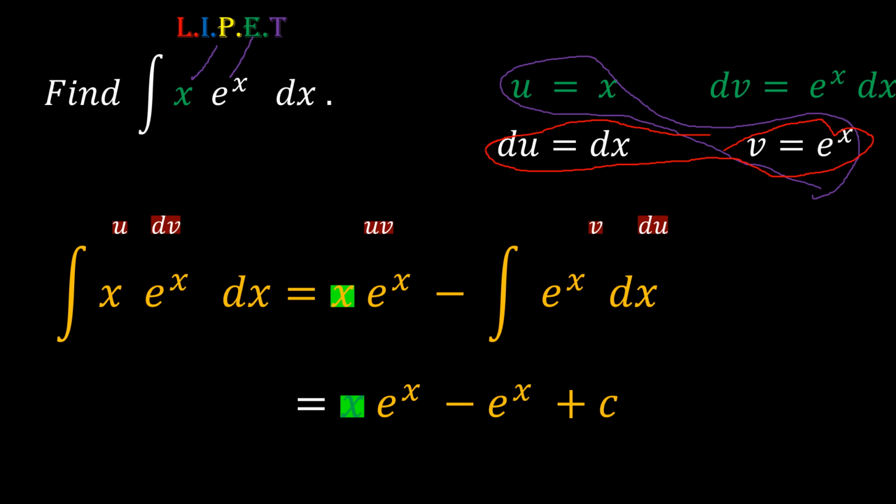Let's try one more example with the LIPET method. This time I'm not writing LIPET, so hopefully you memorized it. So we have a polynomial and a trigonometric function. Of course, T is the last letter in the acronym LIPET, so we're going to do that last. So again, your polynomial x wins. Congratulations, x.